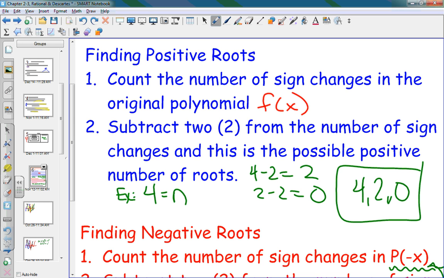You keep going down, because what if I do 0 minus 2? What's 0 minus 2? That's negative 2. Can you have a negative number of roots? No, because you're counting, which means it always has to be positive, so that's not possible. You keep going until you get down to the lowest positive number you can get. Does that make sense?